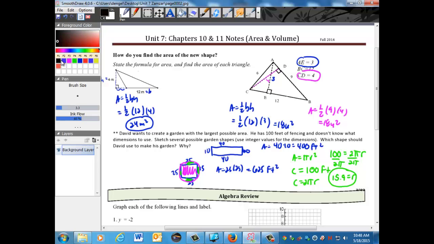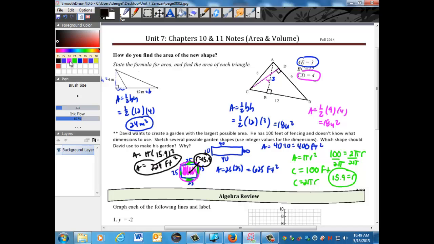So if we have a 15.9 radius, that means I can take area is equal to pi times 15.9 squared, and when I multiply all that out, I believe I'm going to get 729 feet. And so clearly, this would be about 100 feet more of area versus a square garden. So if you ever build a garden, I would definitely opt for the circular garden.